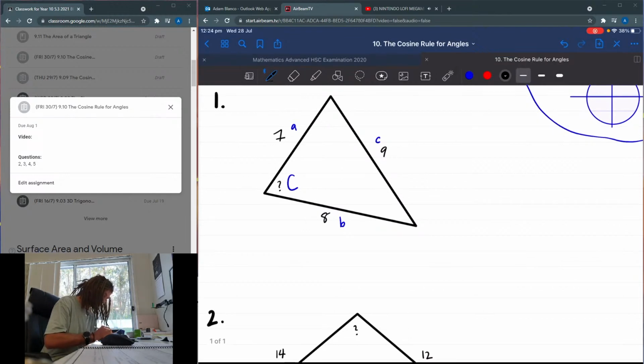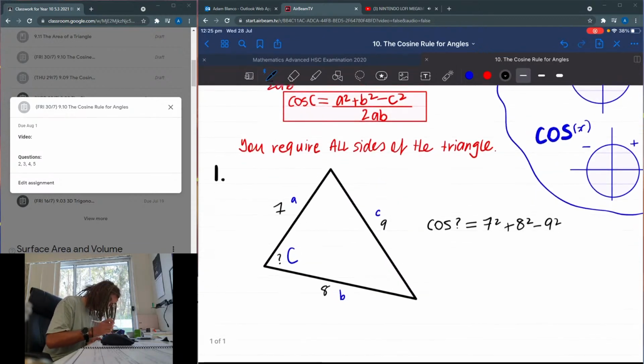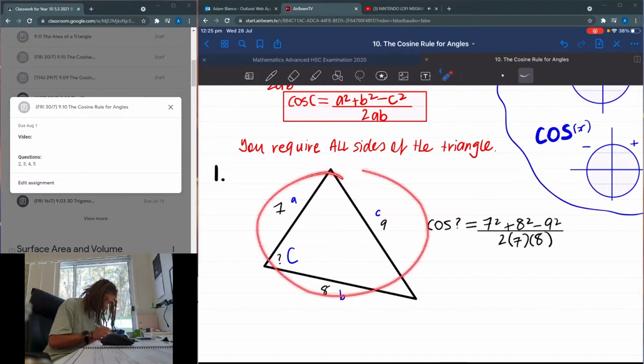Okay, so let's suppose I've just got this. I'm trying to find what the question mark is. So using cos question mark equals a squared plus b squared minus c squared, all over 2ab. a is 7, b is 8, c is 9. So that's 7 squared plus 8 squared minus 9 squared, over 2 times 7 times 8. So all I've done is substitute all my information into this.